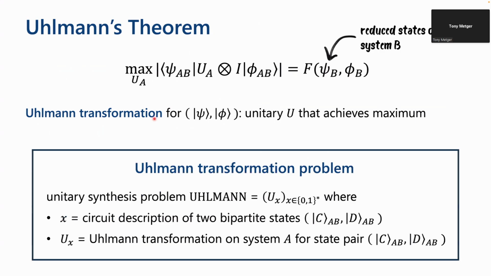Okay, so here now is the Uhlmann transformation problem, which is a unitary synthesis problem. We have a sequence of unitaries indexed by strings, and I need to tell you, if I give you a string X, what should you interpret this as, and what is the corresponding unitary? I want you to interpret the string X as a circuit description of two bipartite states, let's call them C and D. The circuit description also tells you where the bipartition is, what part is A, what part is B. And then the corresponding U_X is the Uhlmann transformation on system A for this pair of states.